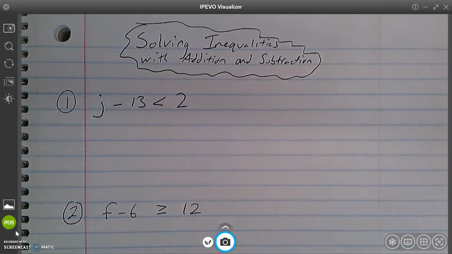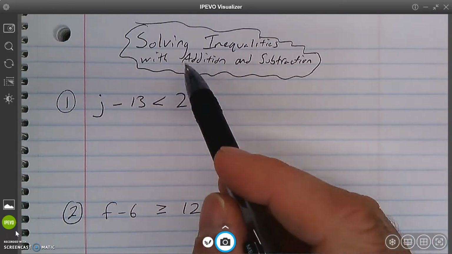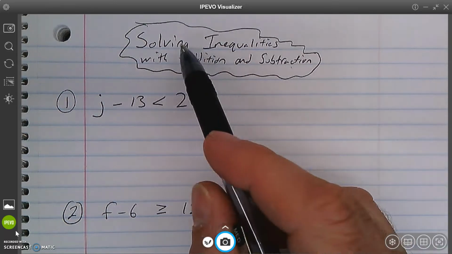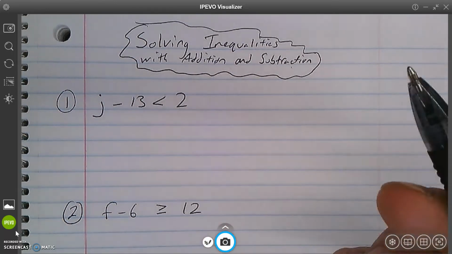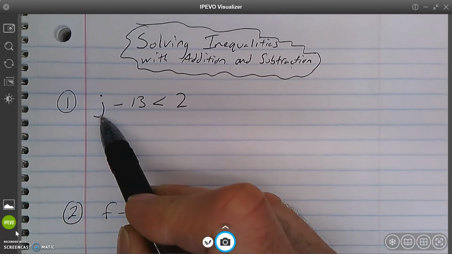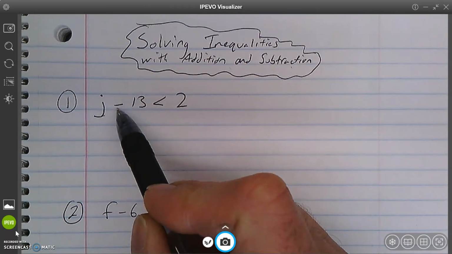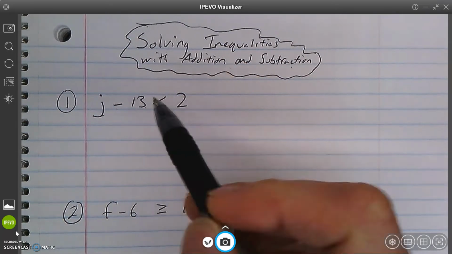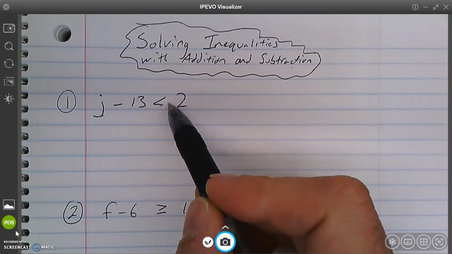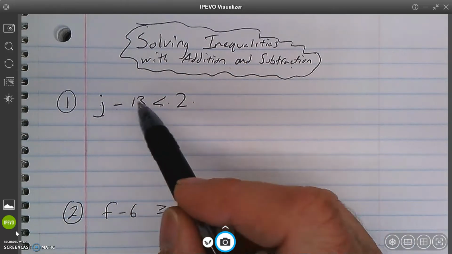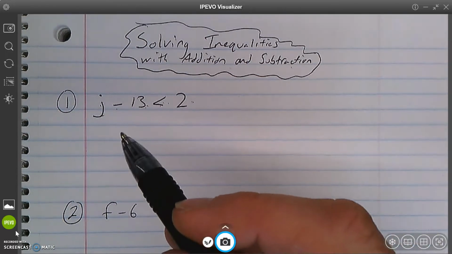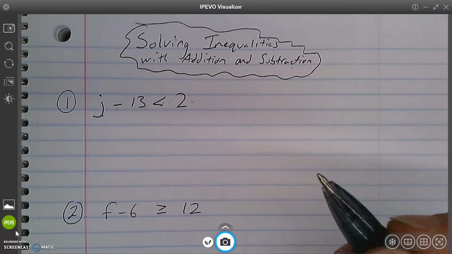Irish Television. All right, so solving inequalities with addition and subtraction. So we're trying to figure out what number, J, minus 13 is less than 2. So what number minus 13 is less than 2? There's obviously a bunch of numbers, so let's try and figure that out.